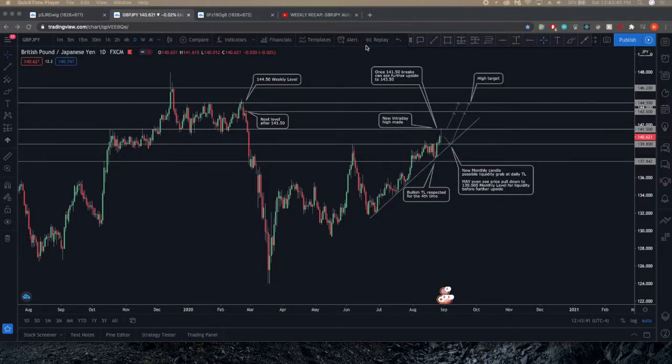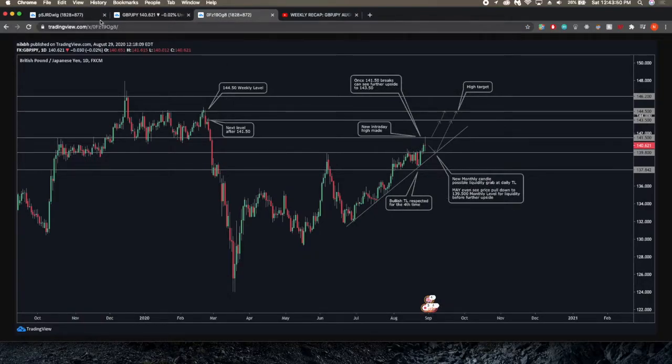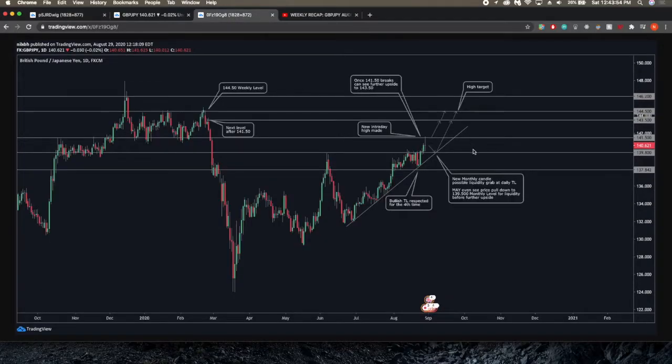This is GBPJPY analysis for the first week of September. So this was last week's analysis, right? We broke up and created a new high. The new high was made at 141.5, which is this key level here. There's some price activity right there. So we made a new high at 141.5, right?